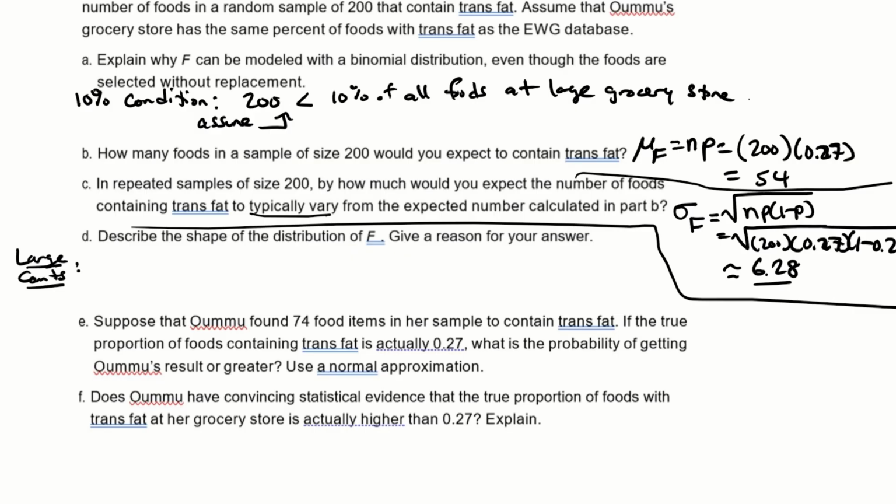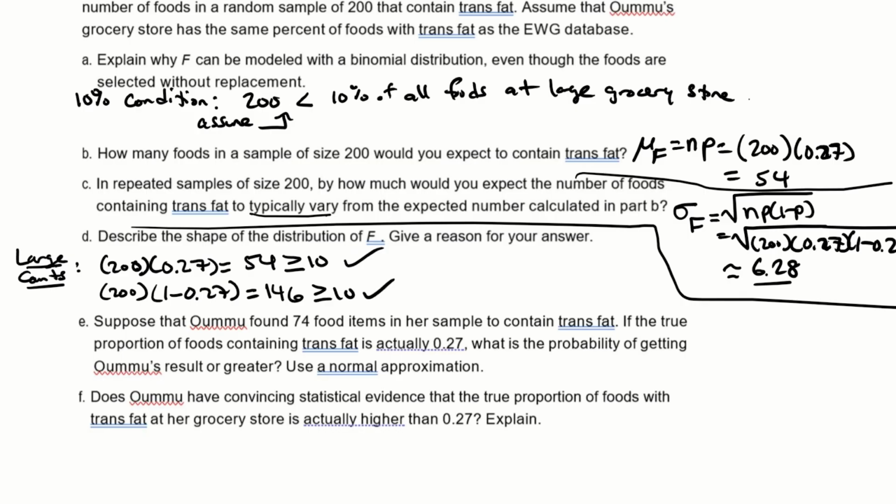N times P has to be greater than or equal to 10. The N is 200. So 200 times the probability, 0.27. We've calculated that already. That was 54, which is greater than or equal to 10. So check. We also have to test 200 times 1 minus 0.27, and in that case, that's going to be 146, which is greater than or equal to 10. So therefore, it has to be normally distributed, approximately. Okay, so we can say it's approximately normal.